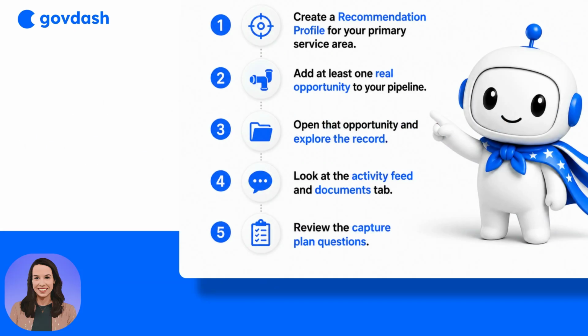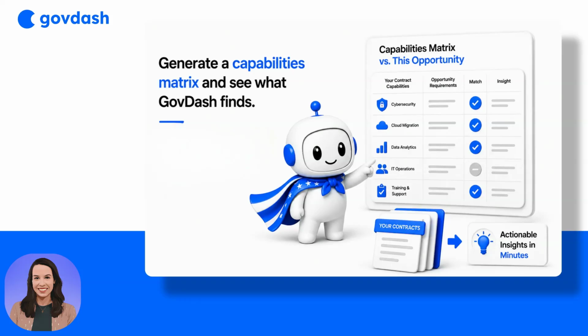So here's what I want you to do this week. Go into Discover and create a recommendation profile for your primary service area. Add at least one real opportunity to your pipeline. Open that opportunity and explore the record. Look at the activity feed, the documents tab, the capture plan questions. If you've got contracts uploaded, generate a capabilities matrix against that opportunity. See what GovDash finds. I think you're going to be surprised at how fast it surfaces insights that would have taken your team days to compile manually.